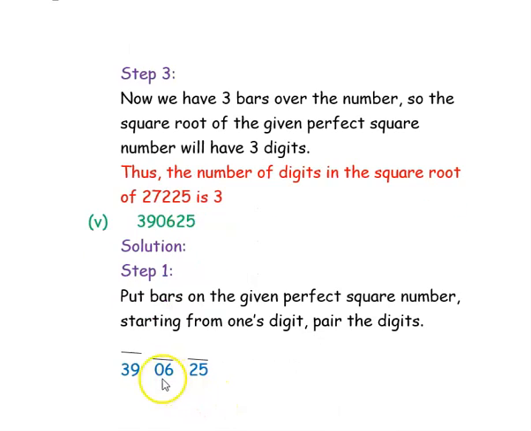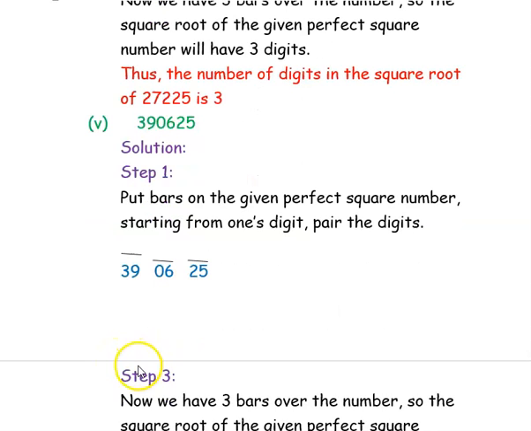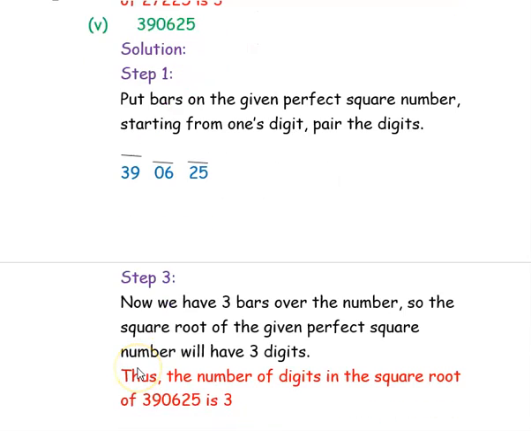So the next number is 390625. So I am pairing it. Okay, 2, 5 and I have placed a bar. Then 6, 0 I have placed a bar. Then 9, 3 I have placed a bar. So here 1, 2, 3 bars are there. So we have 3 digits in the square root of the given number.